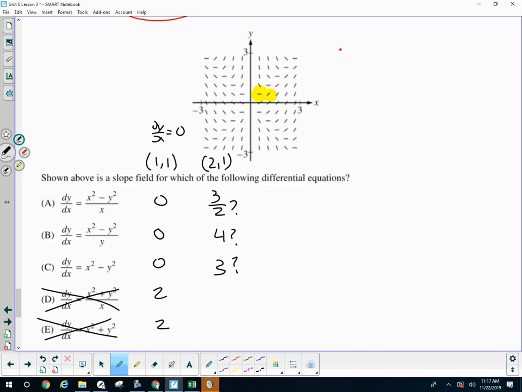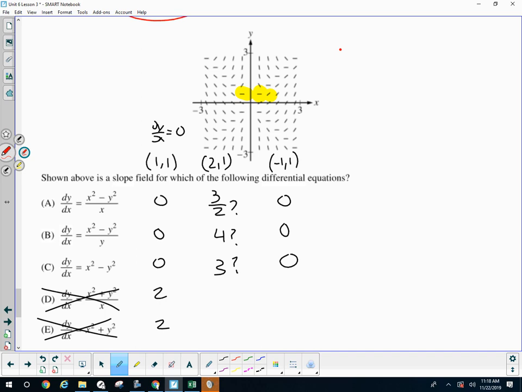Negative 1, 1? Okay, let's use negative 1, 1, because negative 1, 1 looks like it's got a slope of 0. Let's try that. Well, 1 minus 1 over, well, this is 0. Okay, this is 0. Oh, that didn't help me. Different approach, because right now we can't distinguish the three of them.